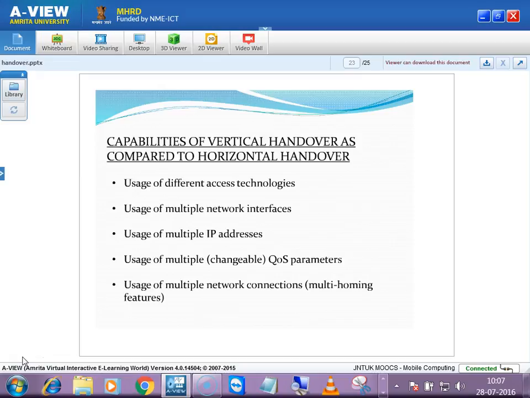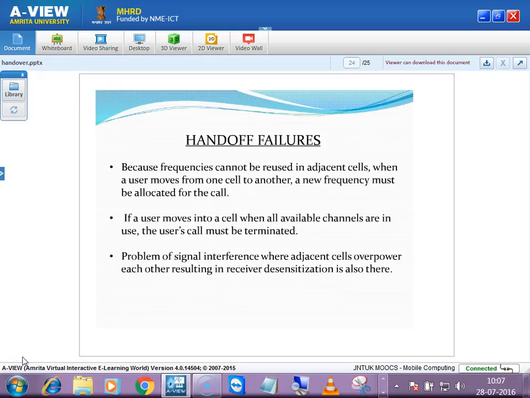Multiple interfaces will come into the picture, and usage of multiple QoS parameters, because quality of service changes, right? Whenever it is 3G, you will be provided with good services. Whenever it is 2G, you will be provided with normal services. So quality of service parameters also change. So vertical handover has the capability of using different techniques, different parameters, and different addresses. These are some of the capabilities of vertical handover over horizontal handover. Usage of multiple network connections.